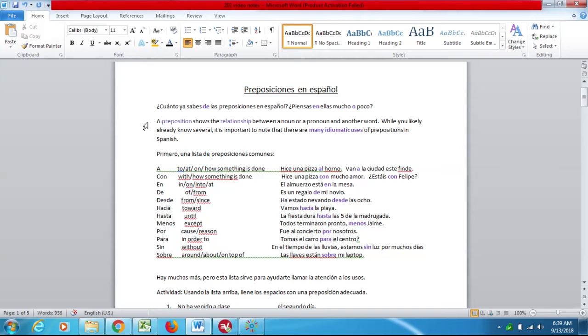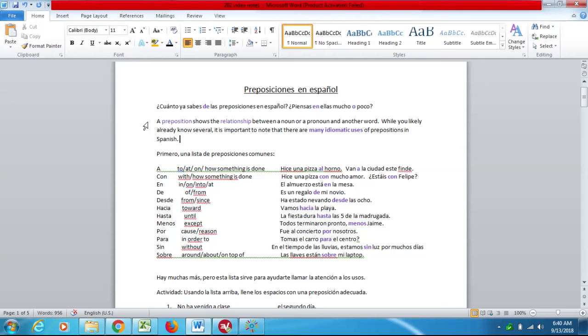So what is a preposition? Well, a preposition is a word that shows the relationship between a noun or a pronoun and another word. While you likely already know several, it's important to note that there are several idiomatic uses of prepositions in Spanish.